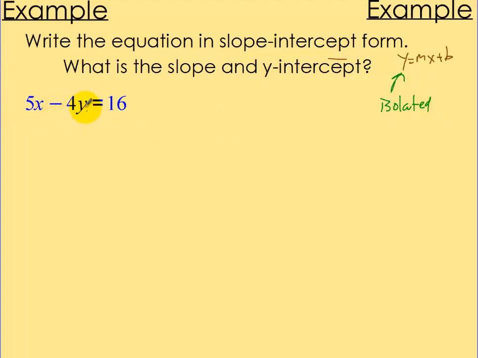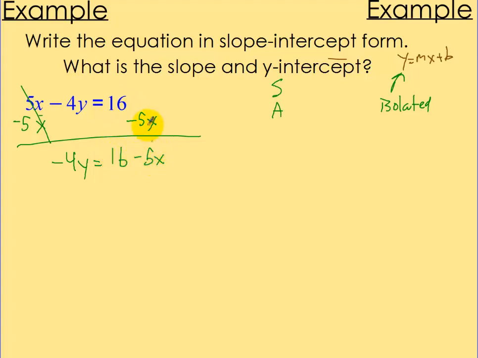My first step to isolate y: I have to get rid of this negative 4 and get rid of the 5x. I want to do it in the reverse order of PEMDAS, so you want to subtract and add first. I'm going to subtract 5x on both sides. These 5x's cancel, so I get negative 4y equals 16 minus 5x. 16 and 5x are different terms, they don't combine.